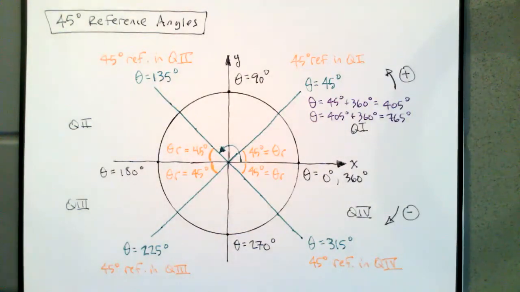So if we're looking at an angle of 765 degrees, we know that that's past 2 full circles. If we subtract the 2 full circles off, we can see that that's coterminal with 45 degrees. And so then we can just figure out what the reference angle is.